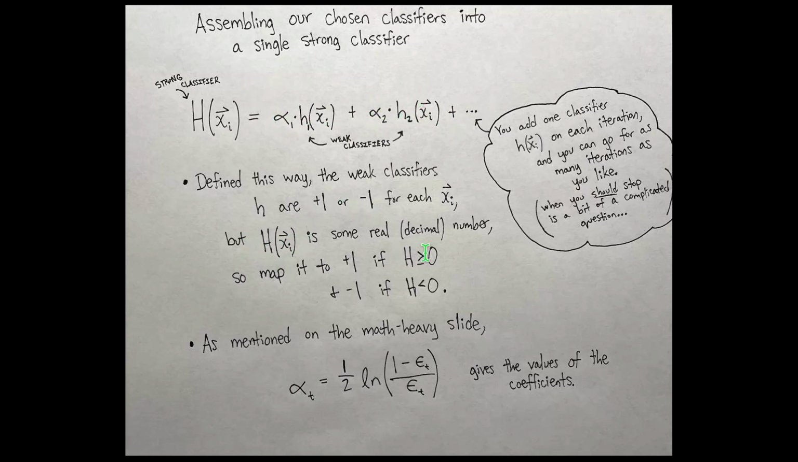So you can map that. You can just say, okay, all these values that are greater than or equal to 0 are positive 1, and then all of them that are less than 0 are negative 1. And so that is our strong classifier that we've created from a combination of the weak classifiers using these coefficients at each round. And again, you can just have as many terms in here as you want. You can iterate as long as you want, but you probably will be overfitting at some point.